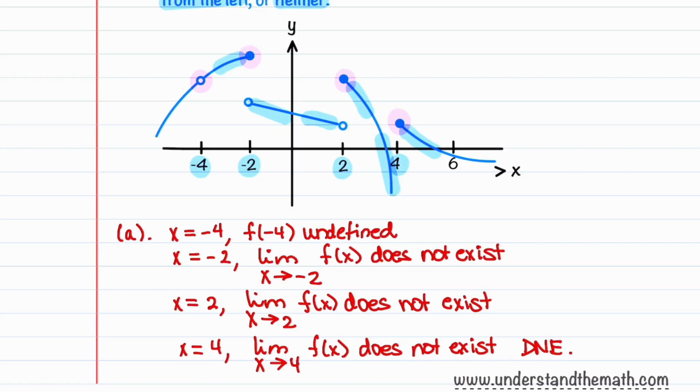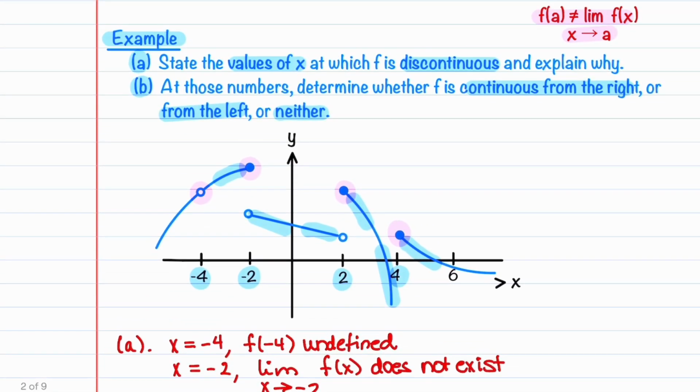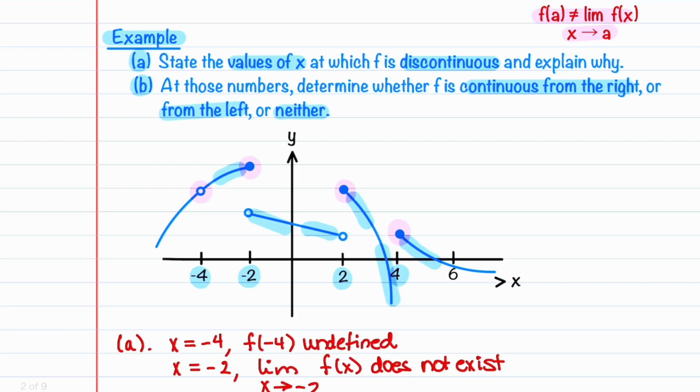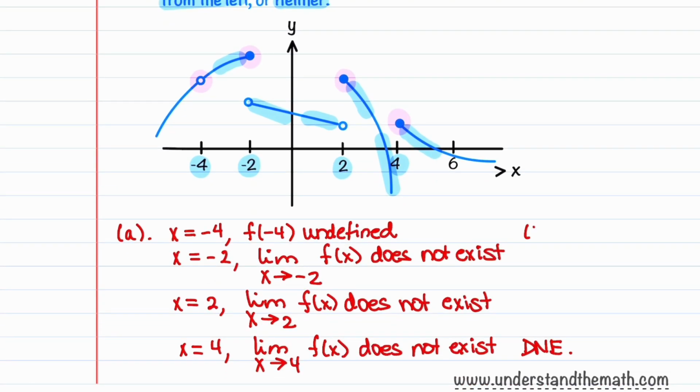Let's now go to part B. We'll pull this up so we can see. For part B, we wanted to know at these numbers, that's minus 4, minus 2, 2, and 4, if f is continuous from the right or from the left or neither. We'll see if we can squish B in right here. So at x is equal to negative 4, we need to look at our function. Because there is an open circle at that point and no closed circle, our function is not continuous from the left or from the right. So we're going to write down neither.